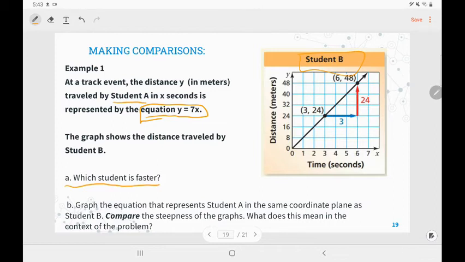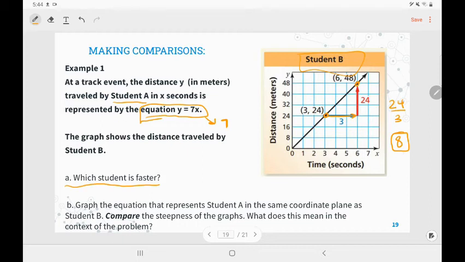So if I look at the equation, I can see that my slope is 7. If I'm looking at my student B, let's calculate our slope. Well, I can see that there's 2 points drawn in right here, and they're showing me that my run, which goes on the bottom of my fraction, is 3, and the rise is 24. Well, what does that simplify to? 24 over 3 simplifies to 8. So person A is running 7 meters every second, and student B is running 8 meters every second.